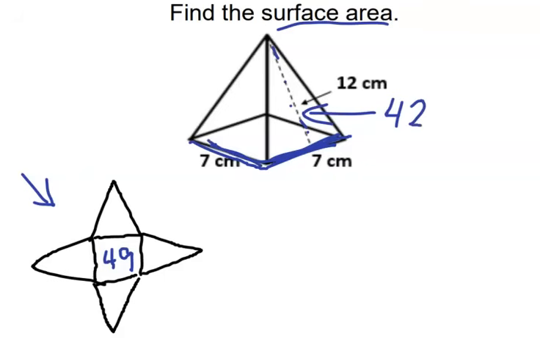Now let's look at this. The base is still 7. The height looks like it's the same. The base over here is still 7. The height is the same. So every single triangle is going to be 42.